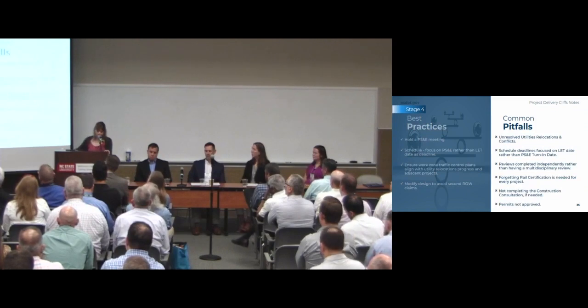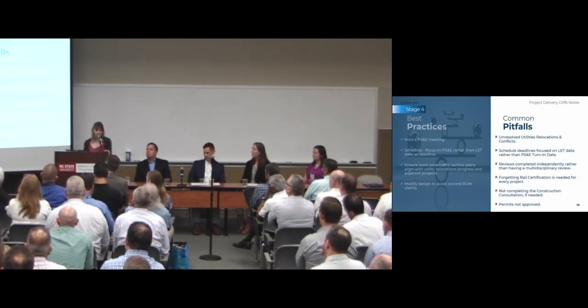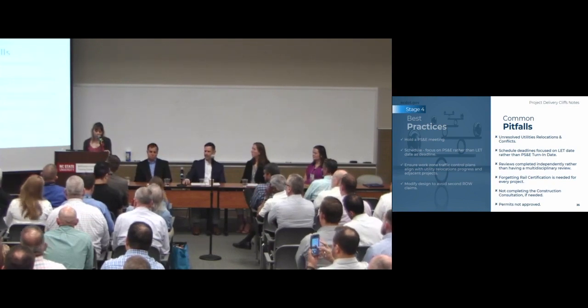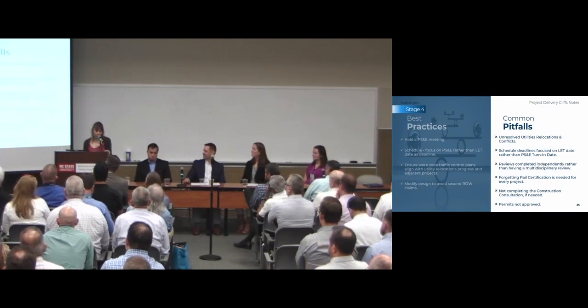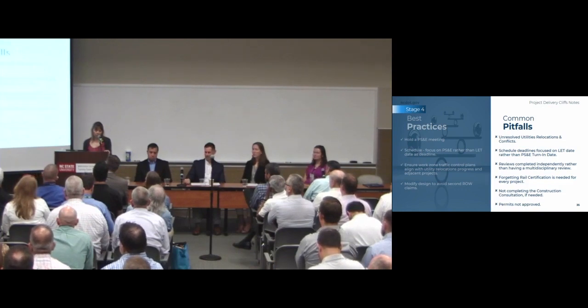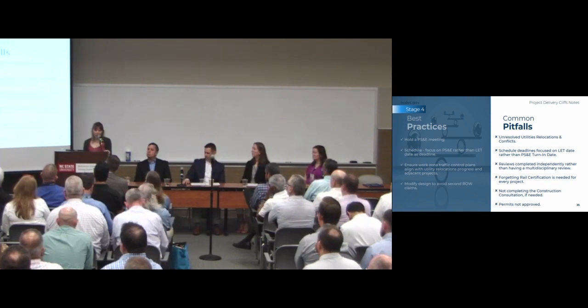For common pitfalls, we might have issues if there are unresolved utility relocations or conflicts. For example, make sure utility poles and signal designs are not in conflict. When developing and updating the schedule, deliverable deadlines are backed off to the let date rather than the PS&E turn-in date. That can be a real issue if we're all looking at the let date and backing off when we need to do our tasks and activities. We need to be more focused on that PS&E turn-in date.